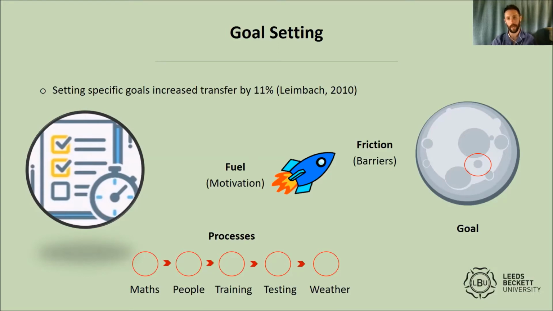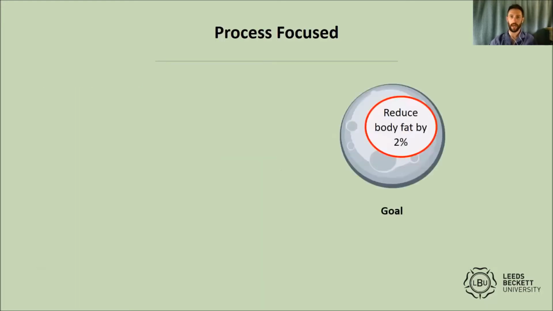And people may also forget to consider some of the friction involved, some of the barriers. And removing friction and barriers is often easier than providing more fuel and more motivation. So that is quite an important area for consideration. Now, we're just going to consider goal setting, focusing on the processes instead of the outcomes.